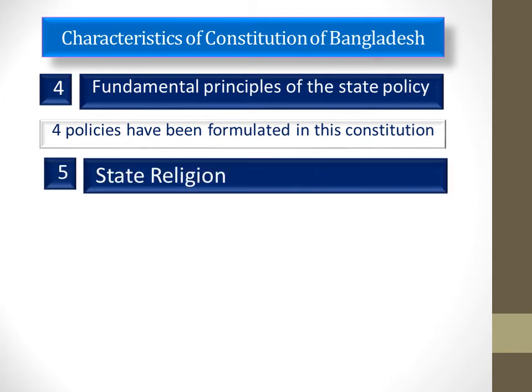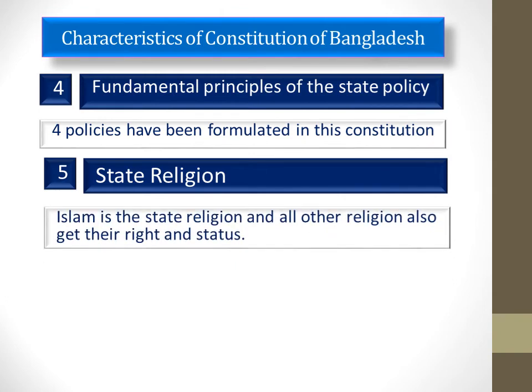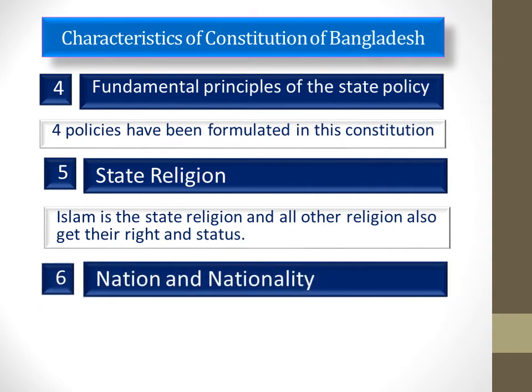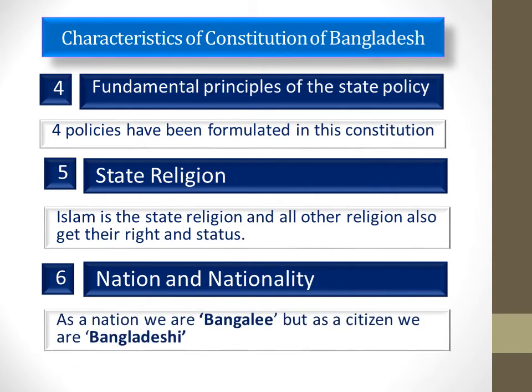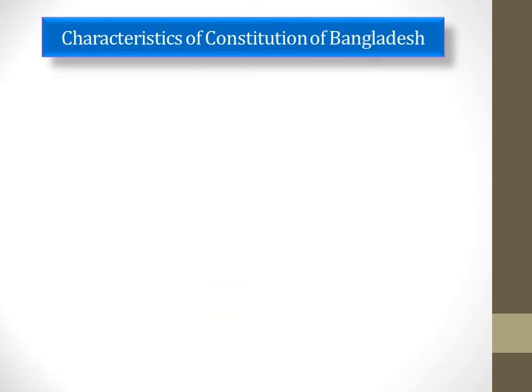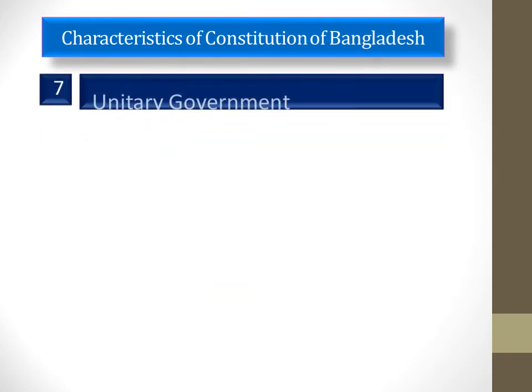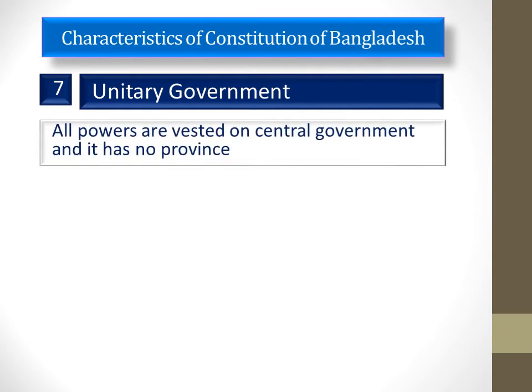Number 5, state religion. What will be the state religion? Islam is the state religion of Bangladesh and all other religions also get their right and status. Number 6, nation and nationality. As a nation, we are Bengali, but as a citizen, we are Bangladeshi. Number 7, unitary government. We have known about the unitary government. What is unitary government? All powers are vested in the central government and it has no province.